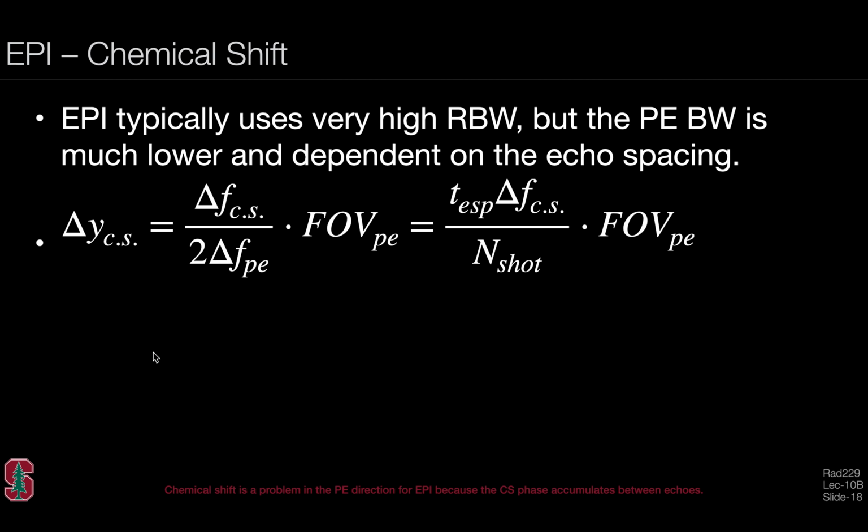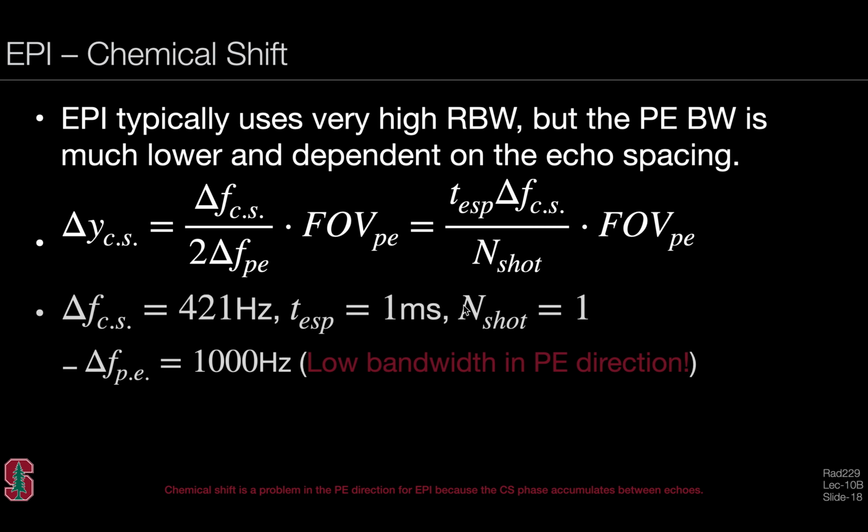So here we can define the chemical shift displacement that we would observe as being dependent on the chemical shift frequency, as we saw in the previous slide, and then the phase encode bandwidth, and then the field of view in the phase encode direction. Now, the phase encode bandwidth depends on our echo spacing and perhaps how many shots we're actually acquiring. So oftentimes we're thinking of single shot imaging, so then it really just depends on the echo spacing.